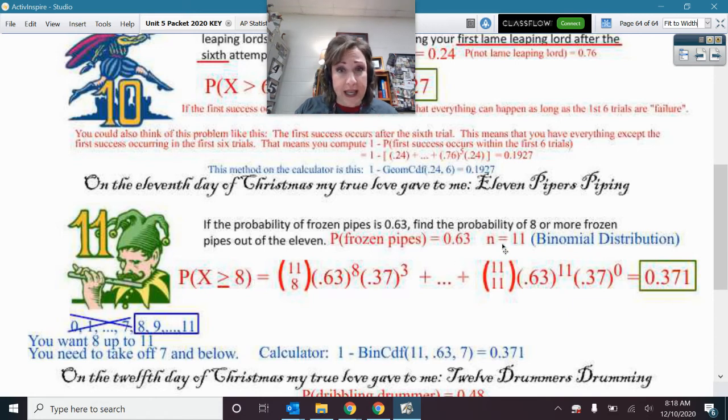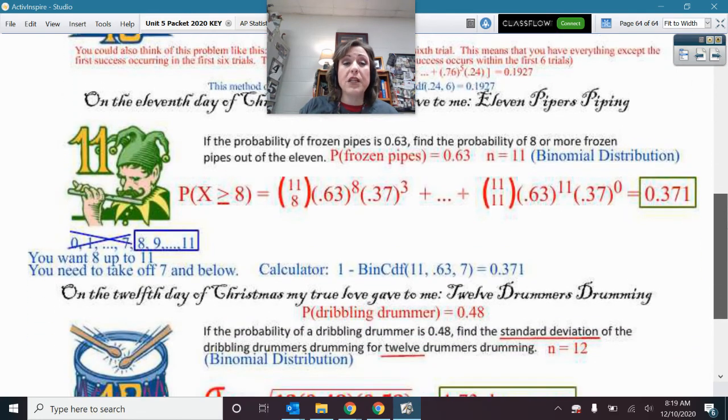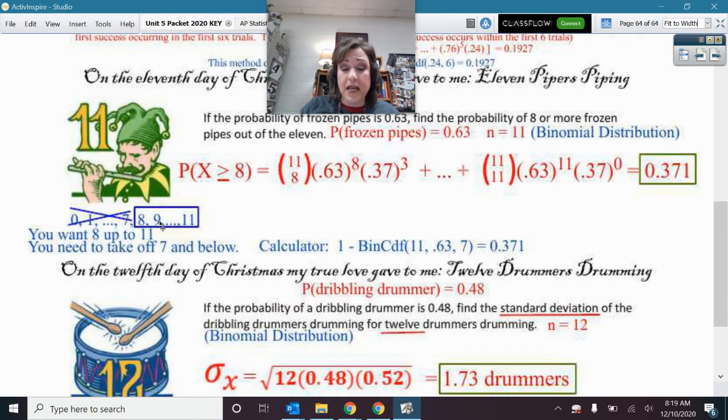We have a set number n. So we have the binomial distribution. So 11 choose 8, part of the sequence, plus dot, dot, dot, plus 11 choose 11. So there is our work that we show, which we know that on our calculator, we do something different to come up with the answer. So remember, I always kind of write out my sequencing so I can visualize what I need. So I know exactly what I need to take off. So here's the sequencing from 0 successes up to 11 successes, okay?